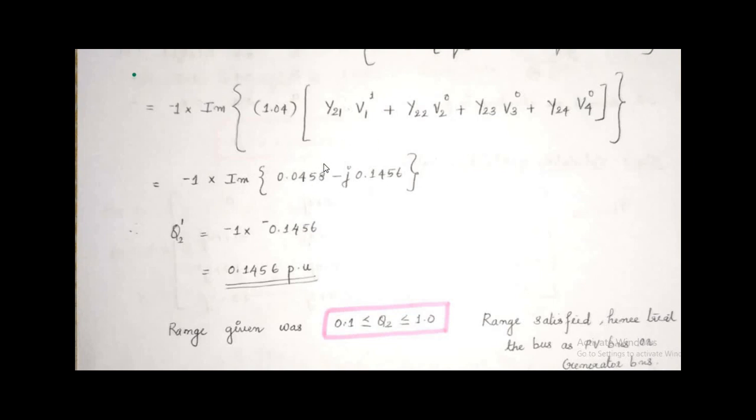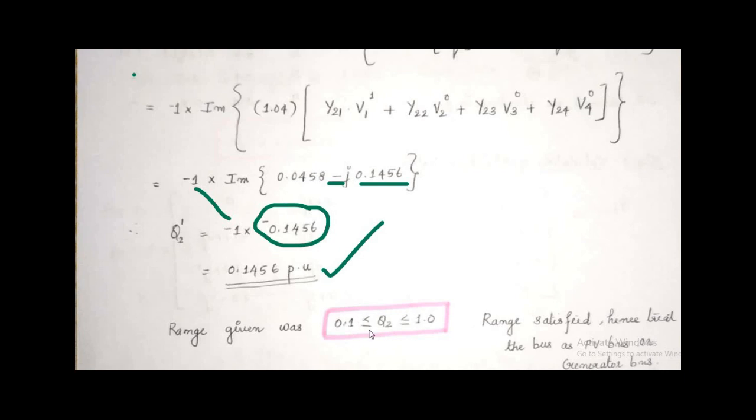Is 0.0458 the imaginary part of the equation? No, it is a real part, so it is not the imaginary part. Then what is the imaginary part? Yes, 0.1456 is the imaginary part. So your Q2 is equal to minus 1 into the imaginary part, so minus of minus 0.1456. So your Q2 is equal to 0.1456. So this was the answer you got while calculating Q2.